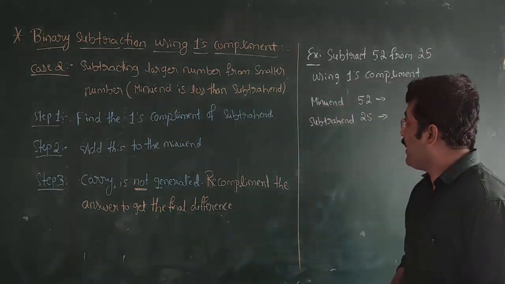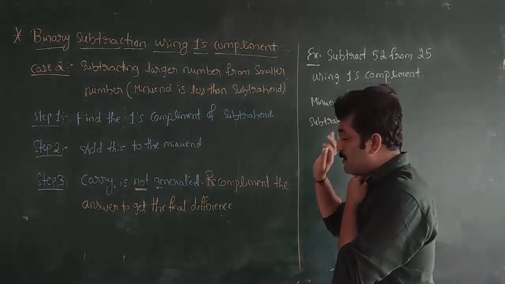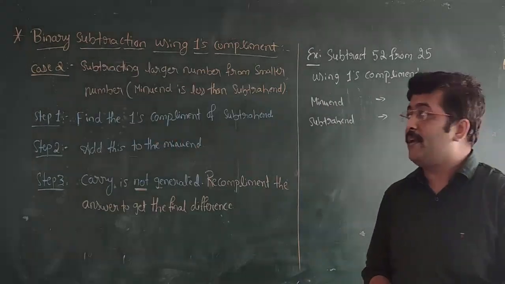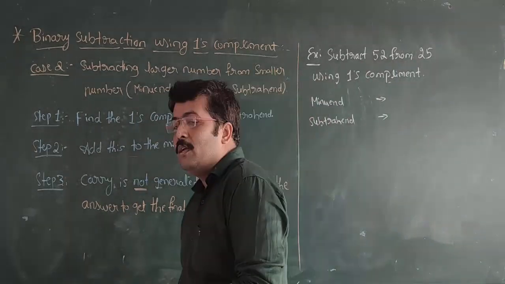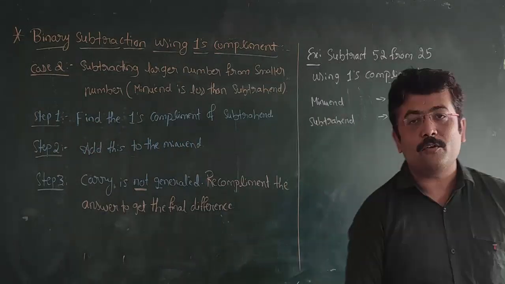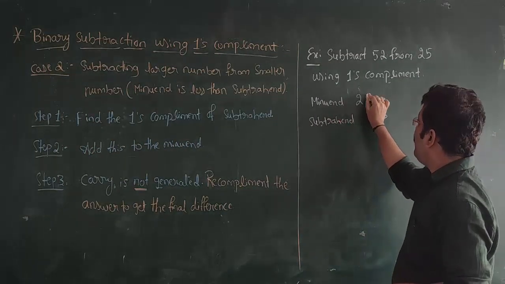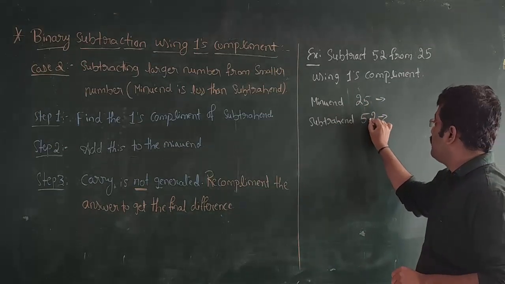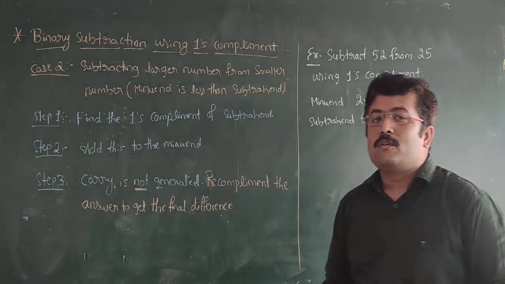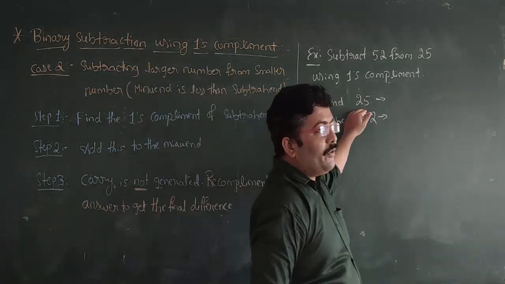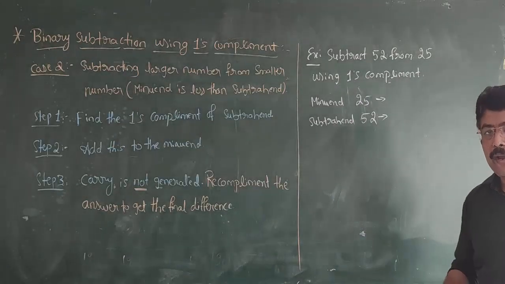So let us take an example. Subtract 52 from 25. Subtract 52 from 25 means smaller number minus larger number. So the minuend value is 25 and the subtrahend value is 52. Before solving the problem, let us convert 25 to a binary number.